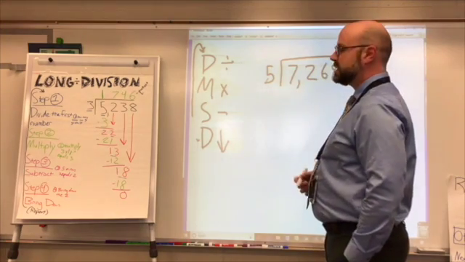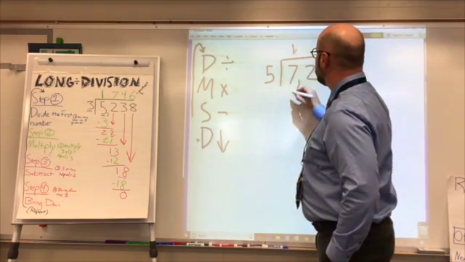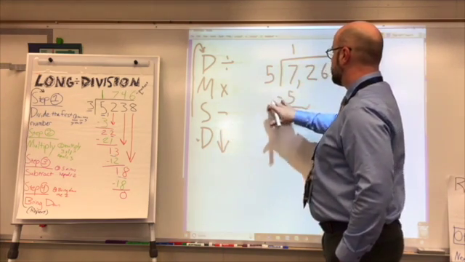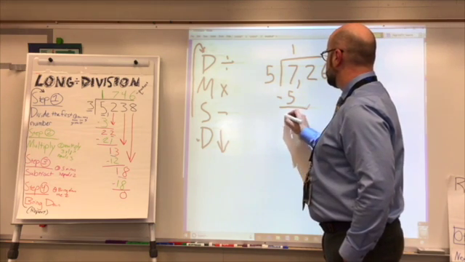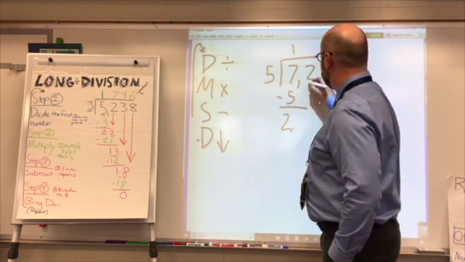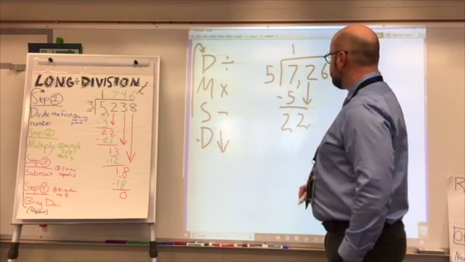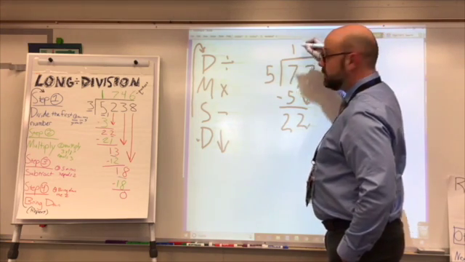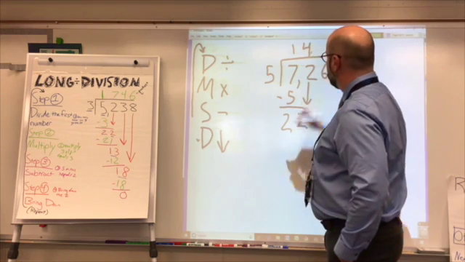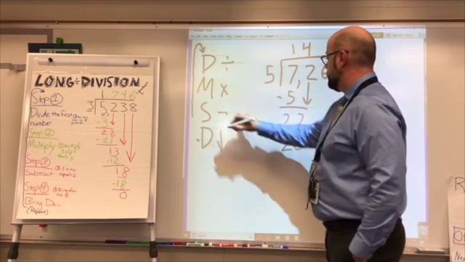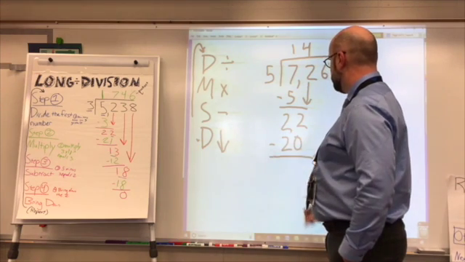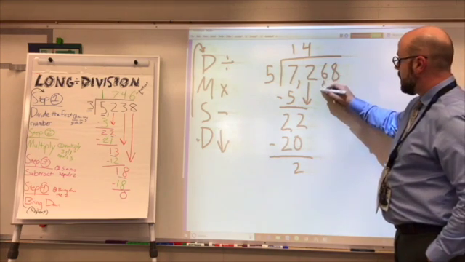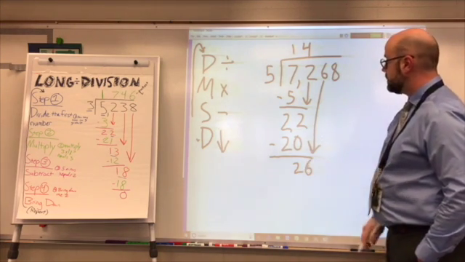All right, first step, divide. How many times does 5 go into 7? There's only one 5 in 7. 1 times 5 is 5. When we multiply, that's step 2. Now we're subtracting, step 3. 7 minus 5 is 2. Step 4, drop it. 5 goes into 22 4 times. 5 times 4 is 20. Subtract: 22 minus 20 is 2. I'm going to drop the next number, makes 26.